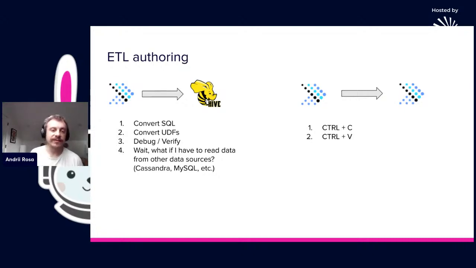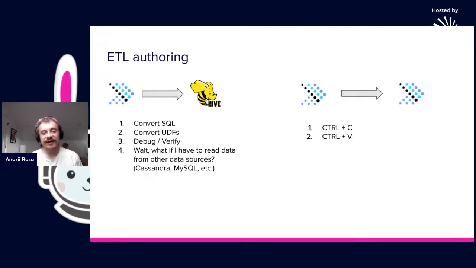And all these steps were very time consuming because there were intricate differences in SQL syntax. There is a different set of UDFs. And of course, it takes time to debug it. And there were even many cases where conversion wasn't possible. For example, Presto was able to query data directly from MySQL, and Hive didn't have a direct integration with MySQL. So if my original interactive query used to join some data sets from MySQL, then there wasn't even an easy way of converting this query to a Hive query.